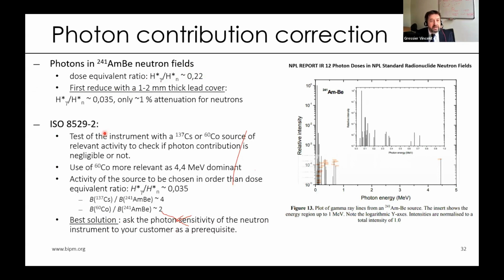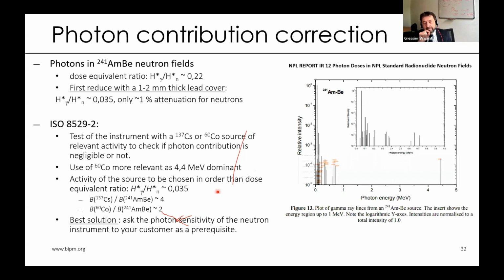reduced in such a way. So what to do in ISO 8529 is to test the instrument with a cesium or a cobalt source of relevant activity to check if the photon contribution is negligible or not for your neutron detector. If it's negligible, then you have no more to consider. If not, it becomes more problematic, and you have to see how to remove the reading of the instrument due to the photons to reach the one due to the neutrons.